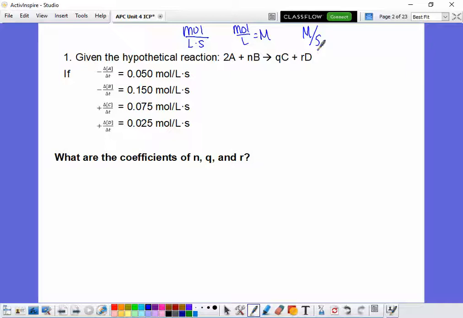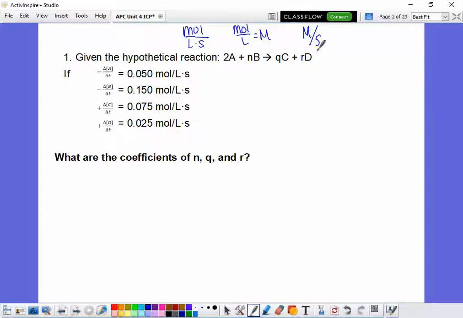All right, so looking at this reaction, we're given the rates of change of concentration for all of the substances. And from the information given, we can figure out the coefficients of N, Q, and R. Okay, we know the coefficient on A, and we're going to find the coefficient on B, C, and D.